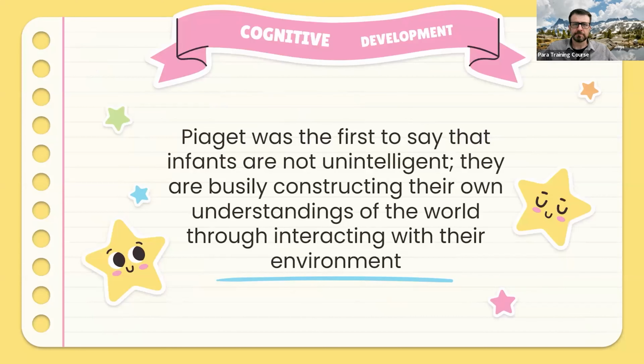Okay, let's talk about cognitive development. We're on our way to talking about linguistic development. That will be in the next presentation. I think Piaget was the first to say that infants are not unintelligent. Instead, they are busily constructing their own understandings of the world through interacting with their environment, constantly experimenting with things. If I touch this glass, will it fall over? If it falls over, is that bad? All that kind of thing that they do without language at first.